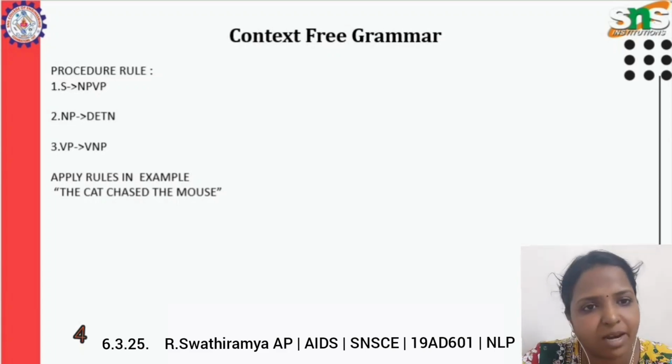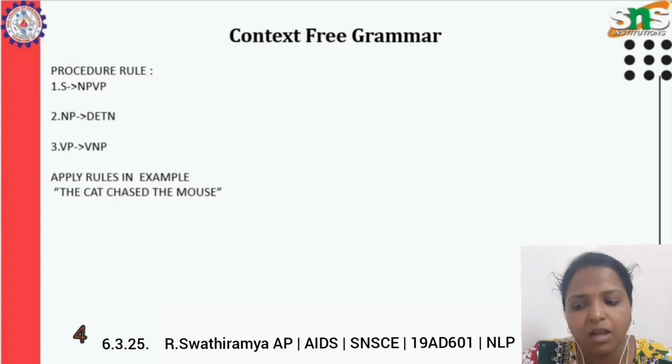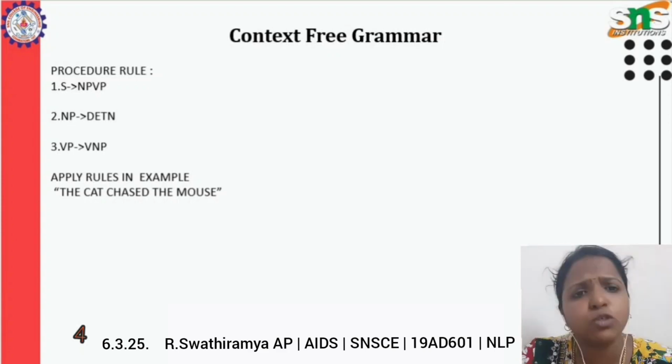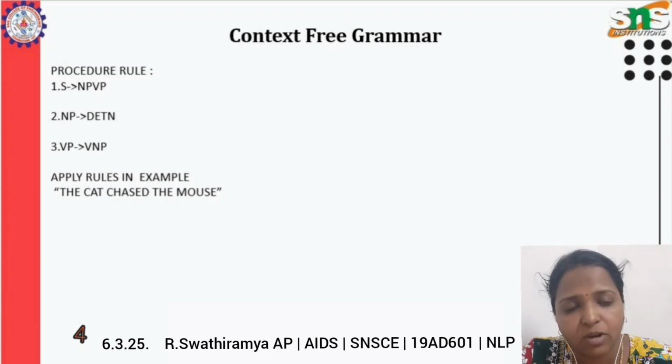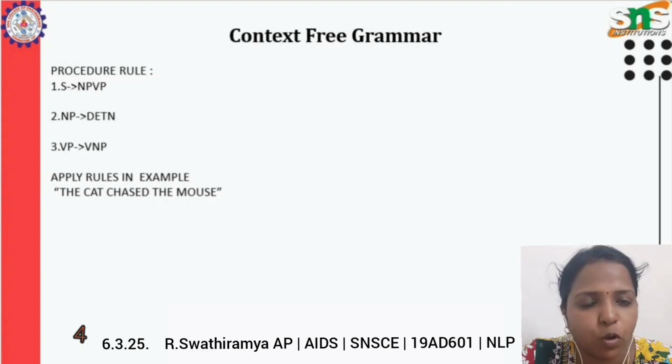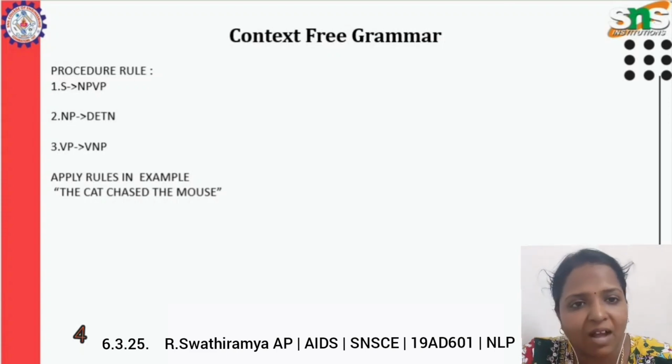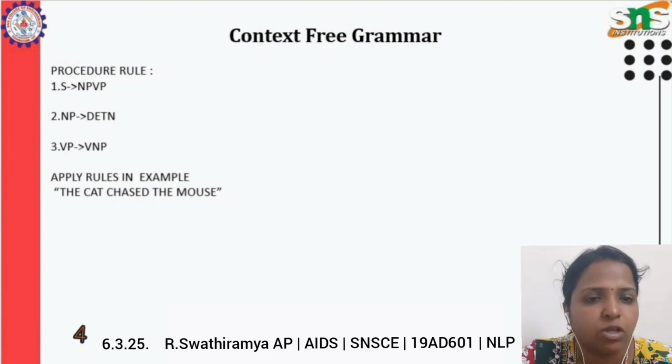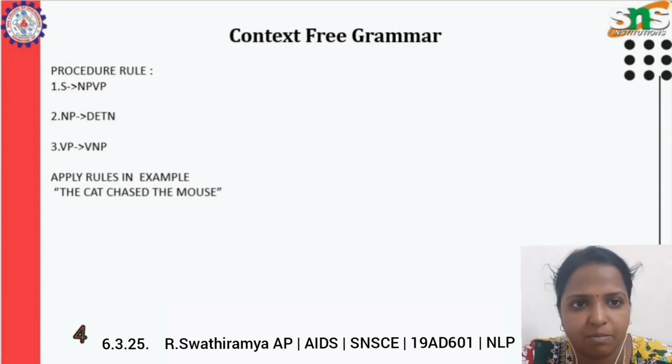Let me take a simple example: the cat chased the mouse. Let's take the first rule and apply it over my example. The first rule says we should have the noun phrase, and it should be followed by the verb phrase. Yes, we have the noun phrase the cat, and it was followed by chased the mouse. Obviously, the first rule has been satisfied with my example.